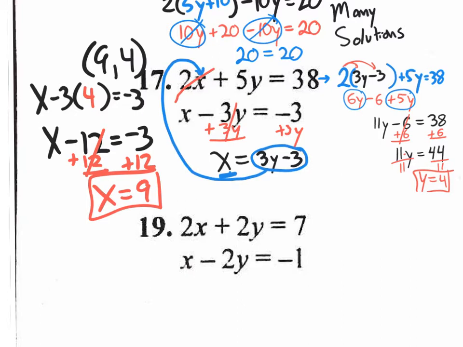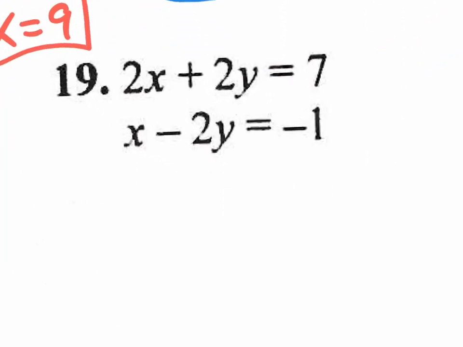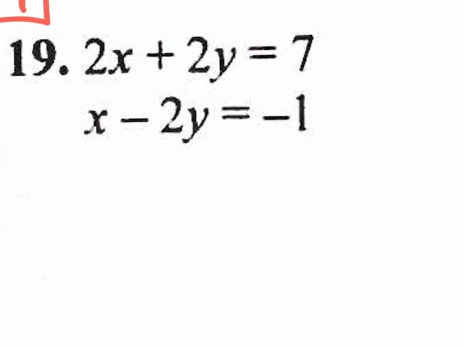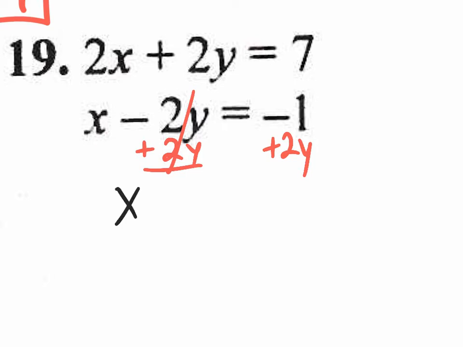Last question on the odd ones explained here. Which equation would be good to pick to get a variable by itself? The top equation or the bottom? Bottom would be better. If you pick the bottom equation and solve for x, you could do that by simply adding 2y here and adding 2y over here. You're going to have x equals 2y minus 1.